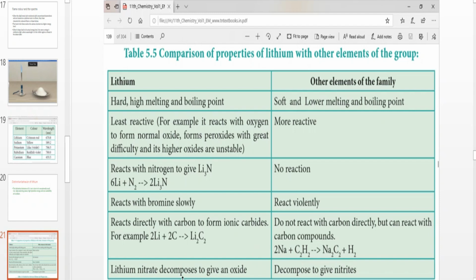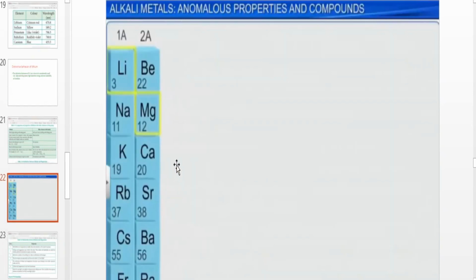Next, lithium nitrate decomposes to give an oxide, whereas the nitrates of the other members of this family give nitrides. Lithium nitrate gives the oxide, whereas the other members' nitrates decompose to give nitrides.